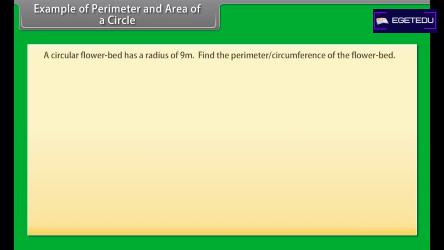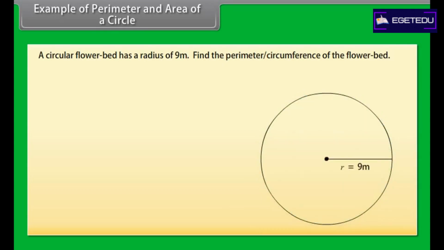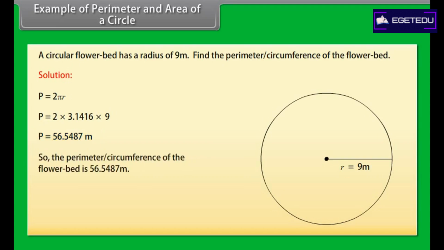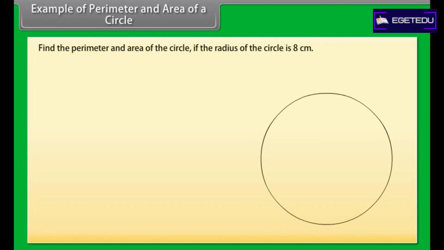Example 1. A circular flower bed has a radius of 9 meters. Find the perimeter or circumference of the flower bed. Solution. We know that perimeter P is equal to 2 into pi into r. Substituting the value we get, P is equal to 2 into 3.1416 into 9, which is equal to 56.5487 meters. So, the perimeter or circumference of the flower bed is equal to 56.5487 meters.